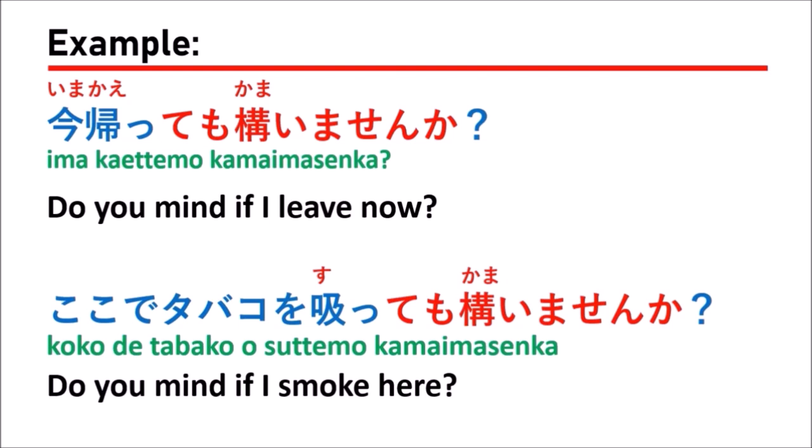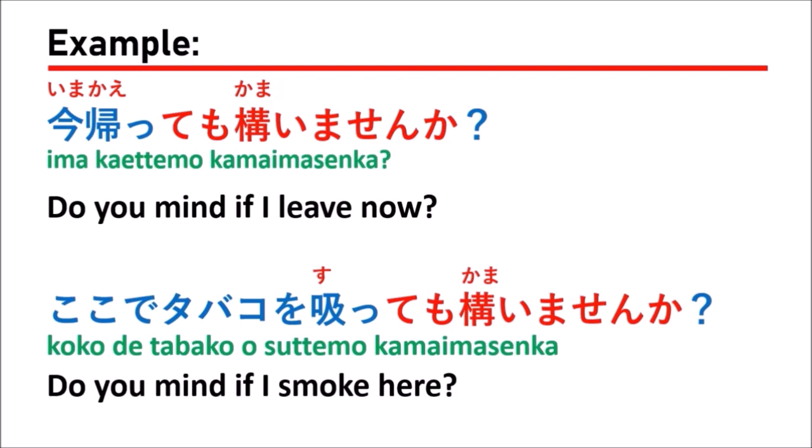Let's consider the first sentence: 今書いても構いませんか？ When you want to make a question, you can say 構いませんか or 構わないですか. They have the same meaning: if I leave now, do you mind? That means you want to ask another person whether there are any problems if I leave now.